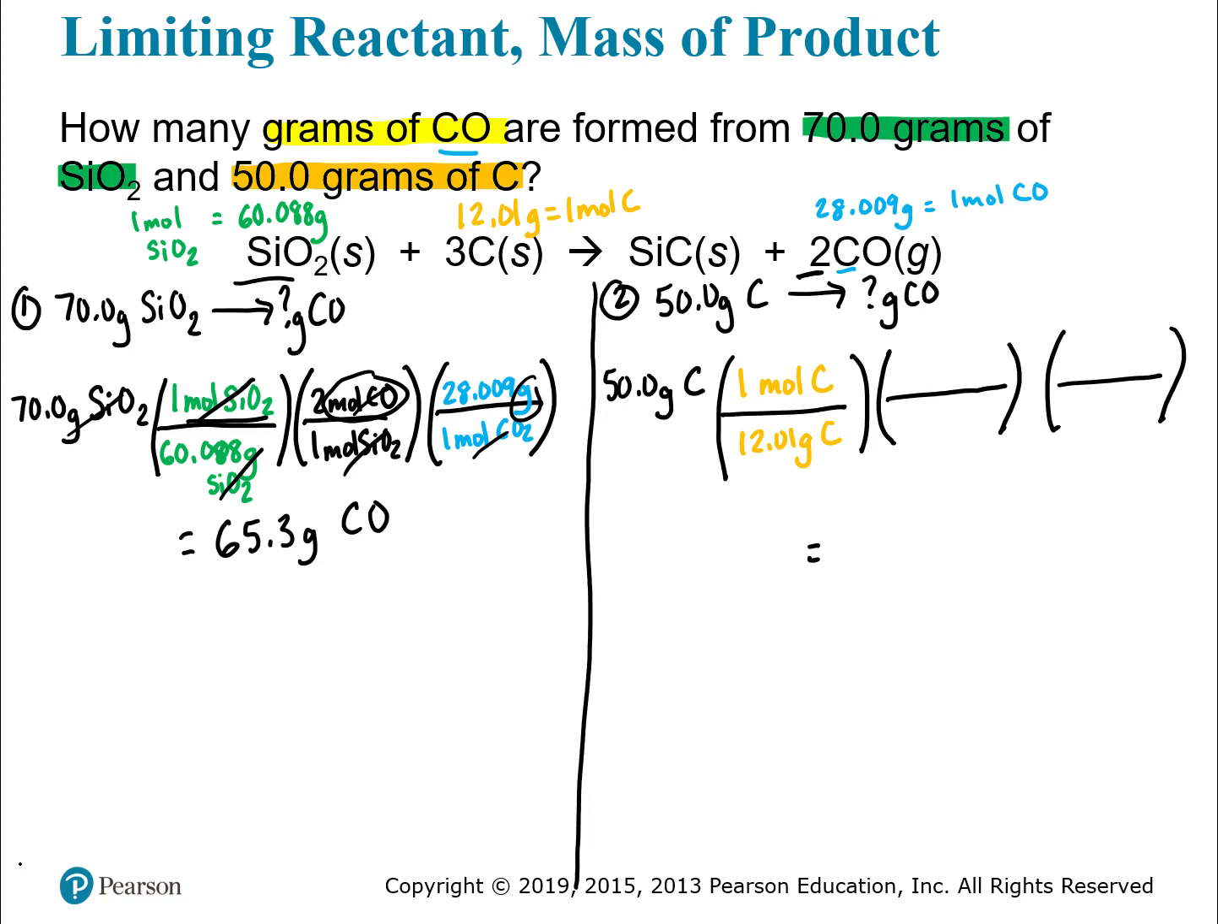Mole-mole factor, we're still trying to figure out how much carbon monoxide. So that still goes in the top here. But the denominator is going to change because we're looking at carbon. And there's 3 moles of carbon from the chemical equation. This last conversion factor is going to be exactly the same as the time we did it before, because we're still converting moles of carbon monoxide to grams.